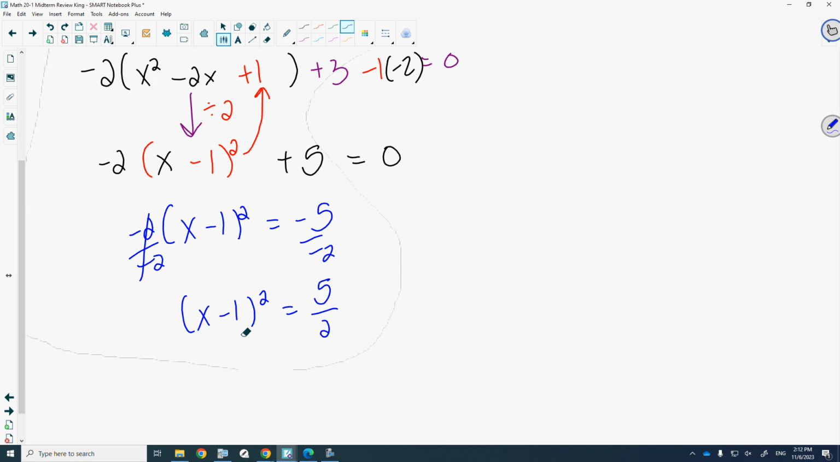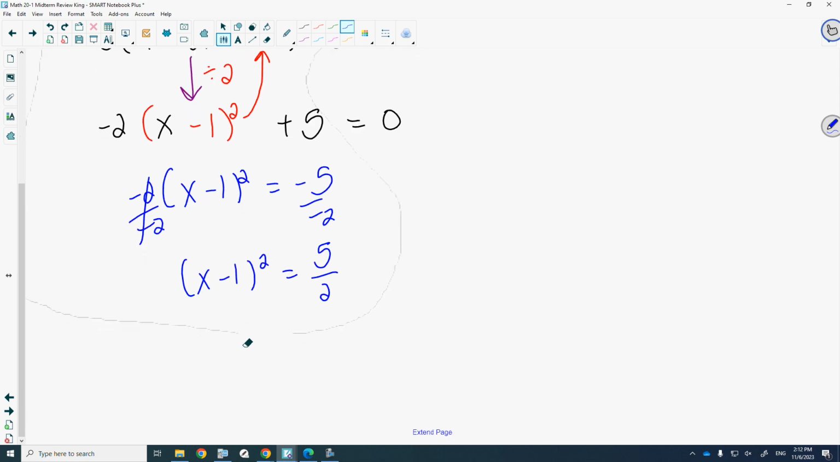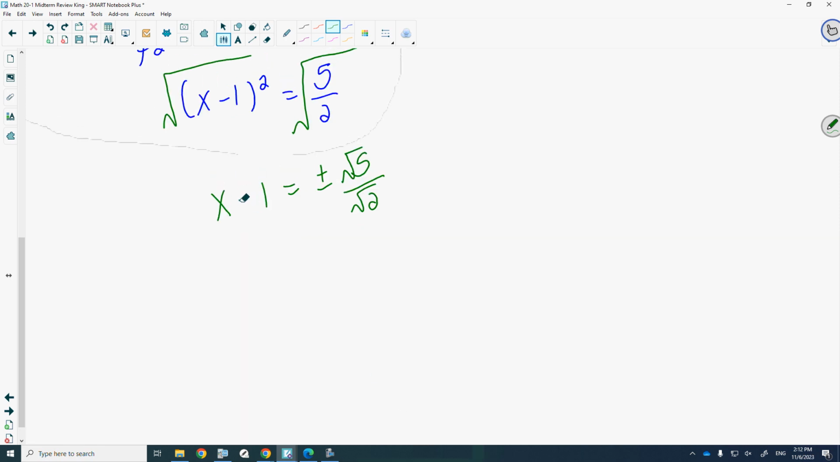I want to get my x-intercepts, essentially is what I'm doing right now. So I want to get rid of this square by square rooting. So square root this side, square root this side. Over here, I'm going to have x minus 1 is equal to plus or minus root 5 over root 2. Okay. From here, to get my x-intercepts, I'm going to add 1 to both sides.